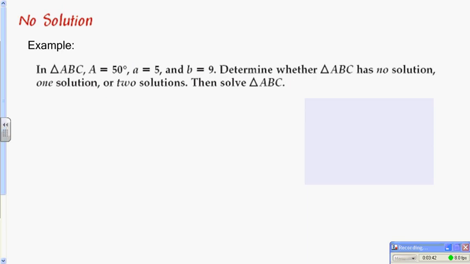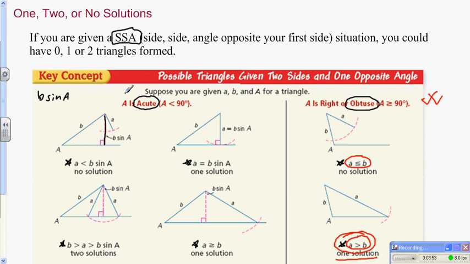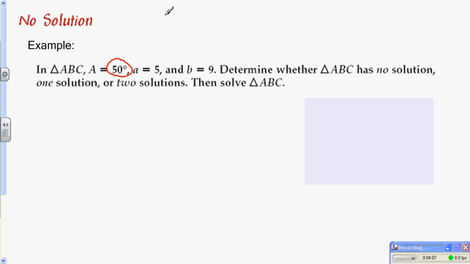How about no solution? Well, let's take a look at this. We have an acute angle, so if it's an acute angle, we're going to follow this rule, and we have 4 different things to look at. To do this, we need to calculate what B sine A is. B is 9. A is 50. We calculate B sine of A, and that will come out to be 6.894.